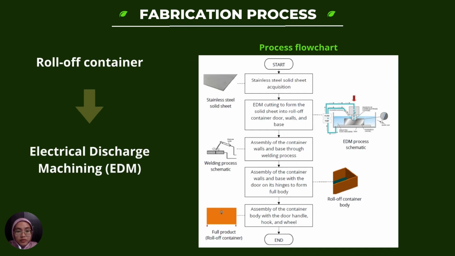Next is the roll-off container, where electrical discharge machining, or EDM, will be utilized to fabricate the part. Firstly, the stainless steel solid sheet is obtained and then the EDM will be used to cut the solid sheet to form the door, walls and base. After that, the walls and the base will be assembled through a welding process.